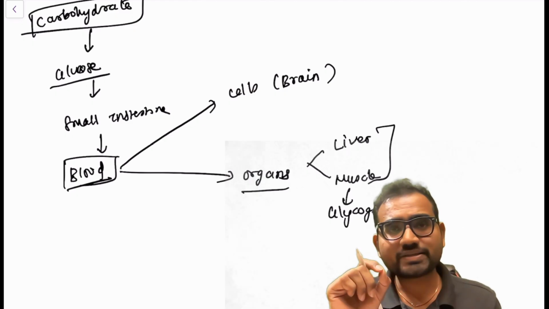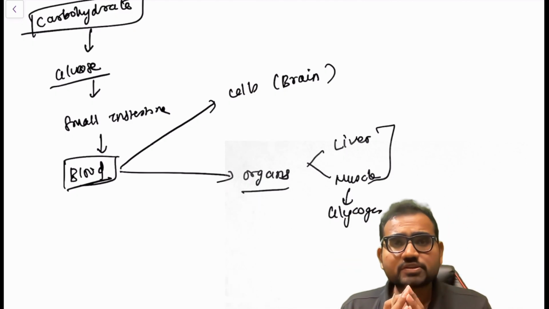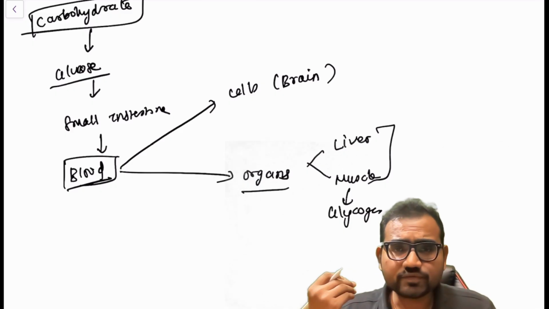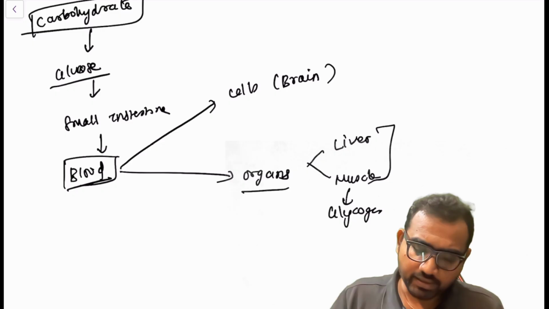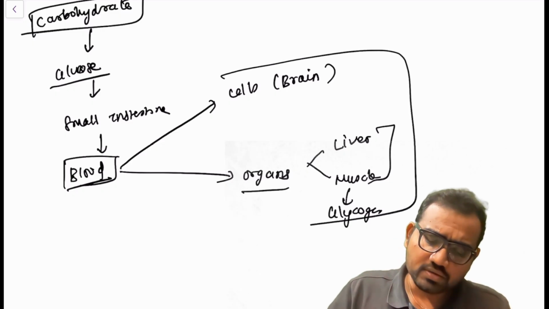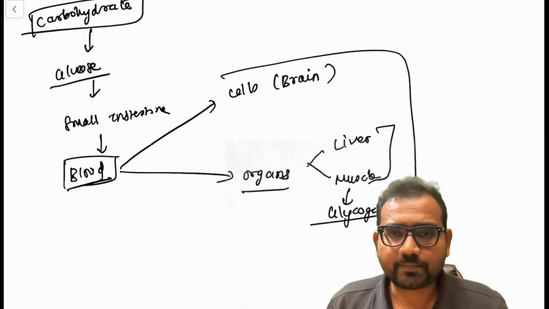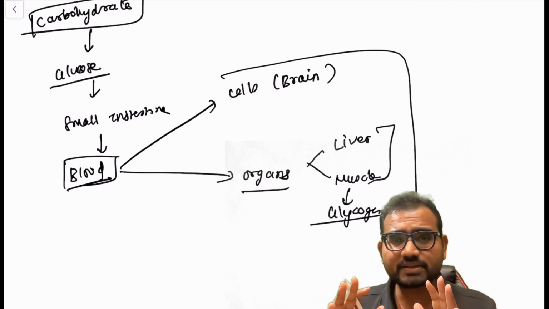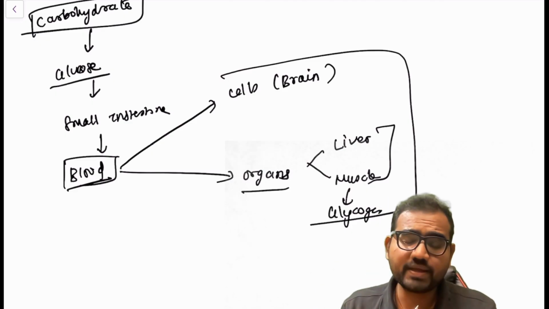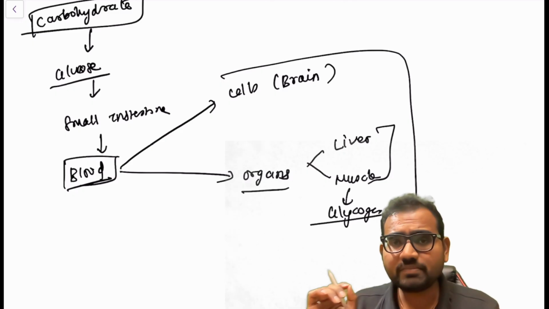So glucose enters the bloodstream. It will be taken up by cells and organs. The brain cells and other kinds of cells, and organs like the liver and muscle, where it is stored as glycogen. Okay, now this is the normal physiology which is happening in our body. Now imagine that there are some disturbances in this transport mechanism, which is going to result in pathophysiology.